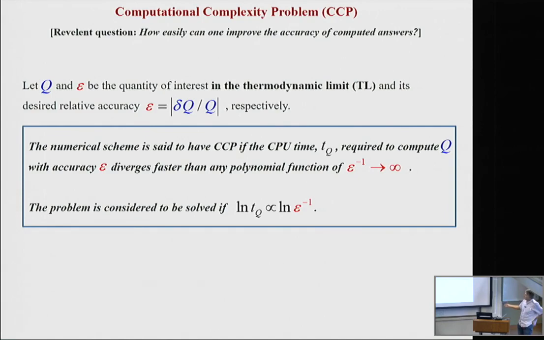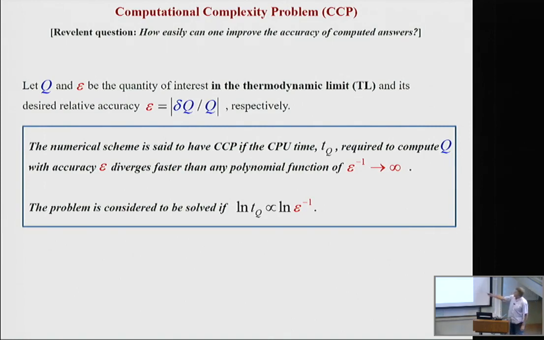So if this time is polynomial, we just say that the computational complexity problem is solved in a given method. If this time is not polynomial, but for example, log t will scale as 1 over epsilon, maybe to some power, we say, okay, it's exponentially bad. Take this, remove the log, and this will go to the exponent. And essentially, it's impossible to keep improving accuracy because you go to accuracy twice as good, and suddenly from 1 year you go to the time of the universe, so it's a hard wall. So if it's polynomial, we call it solved. Otherwise, the computational complexity problem is not solved. So that's the working definition of computational complexity.